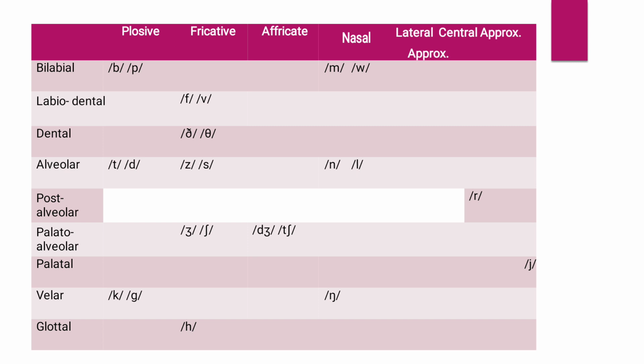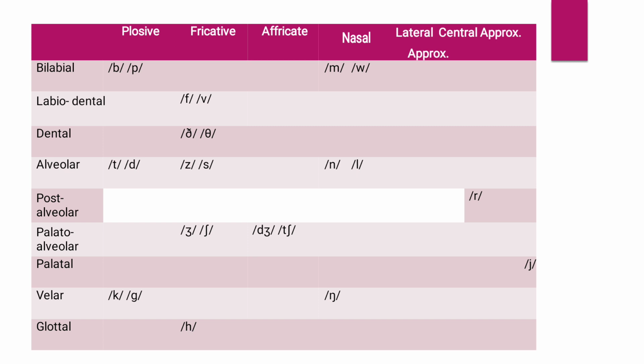Next one is the velar. When the back of the tongue touches the soft palate, it is called velar, and when we pronounce the particular sounds of k and g, we can observe the back of the tongue is touching the soft palate.